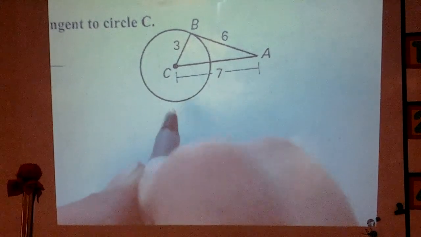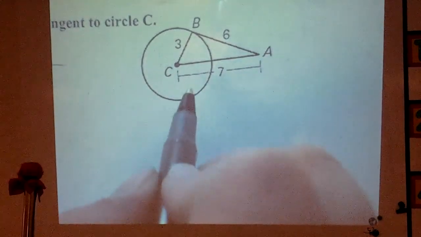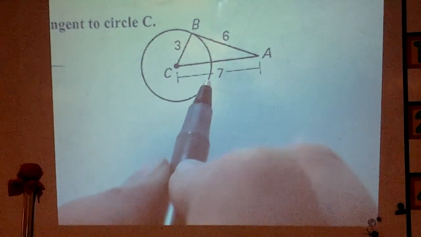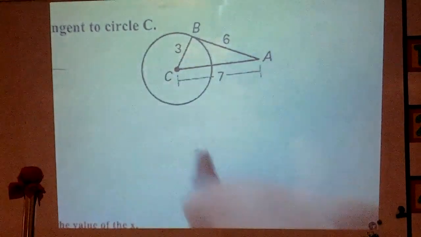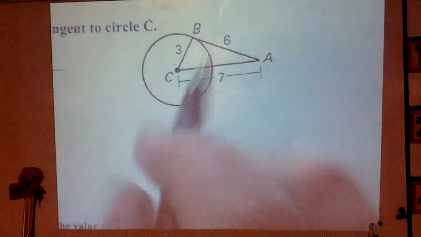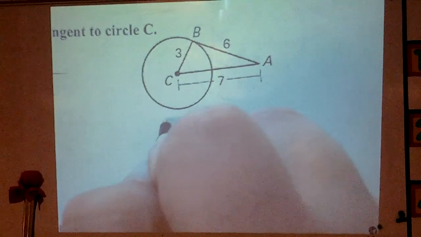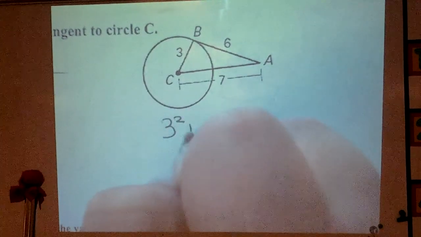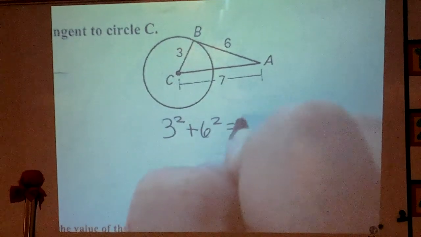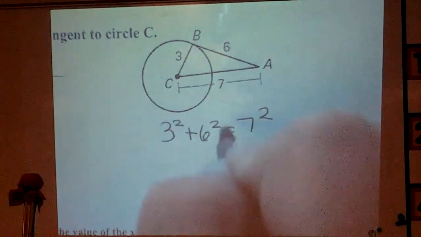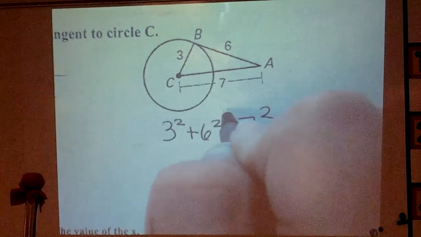Okay. So the first section is asking whether a segment AB is tangent to the circle. So when we see that, we want to use the Pythagorean theorem. So in this problem, that would be 3 squared plus 6 squared equals 7 squared. And we want to see whether or not that equation is true.